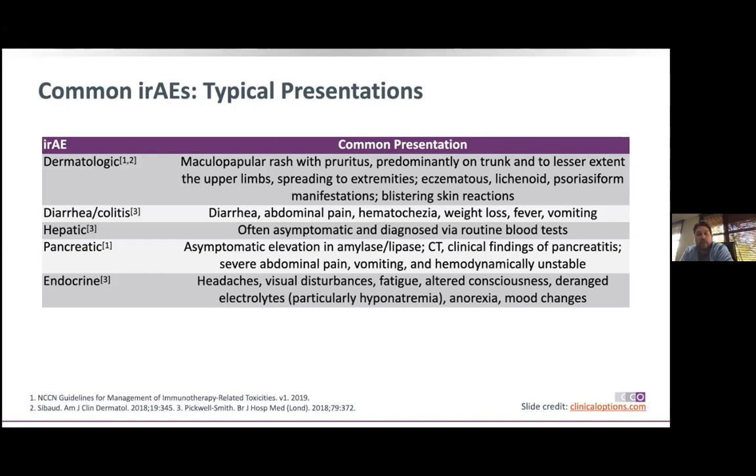Your liver manifestations are often asymptomatic and need to be monitored. As with any drug, you can have mild elevations in your transaminases, but once jaundice sets in and elevations are greater than 5 times the upper limit of normal, you need to consider therapy. An autoimmune pancreatitis can occur. And endocrine, a hypophysitis occurs.